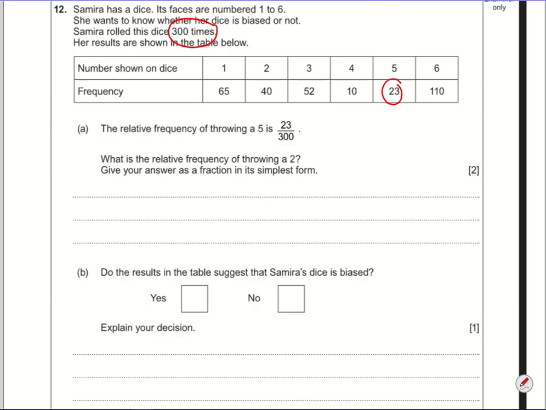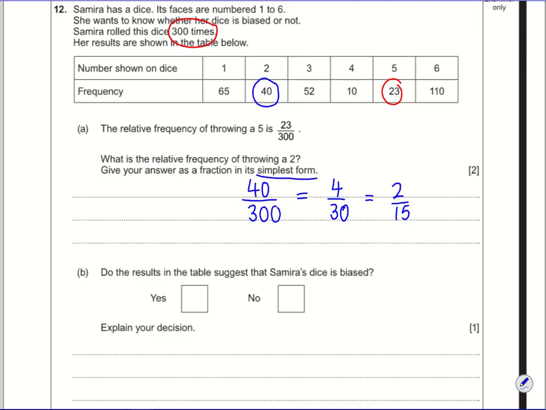So we've got to do the same thing but for 2. So she got 40 2s out of 300 throws altogether. Okay? If you take the zeros off, divide by 10, that's 4 over 30. And if you half the top and half the bottom, 2 over 15. And you have to do that because the question does say simplest form.